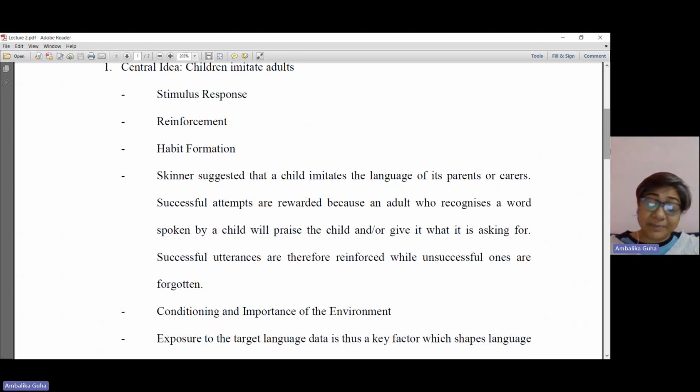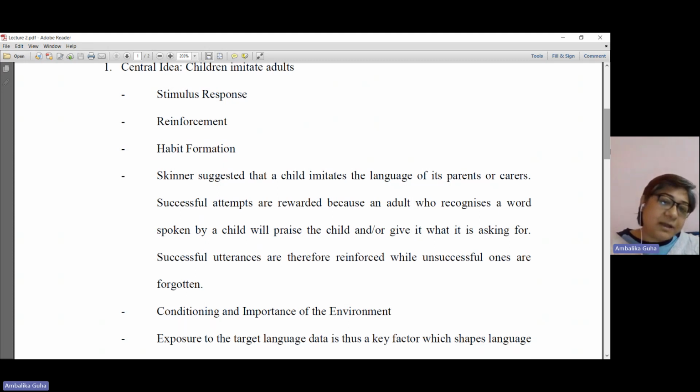Negative reinforcement would be something where the child says something undesirable, or behaves in a particular way which is undesirable to the adult, and the adult wants that to stop. So instead of rewarding, the adult might punish the child, or might just ignore what the child is doing. When the child sees that the behavior is not getting encouraged, automatically or gradually, the child stops that behavior or stops saying what the child was saying for so long. And that is called negative reinforcement.